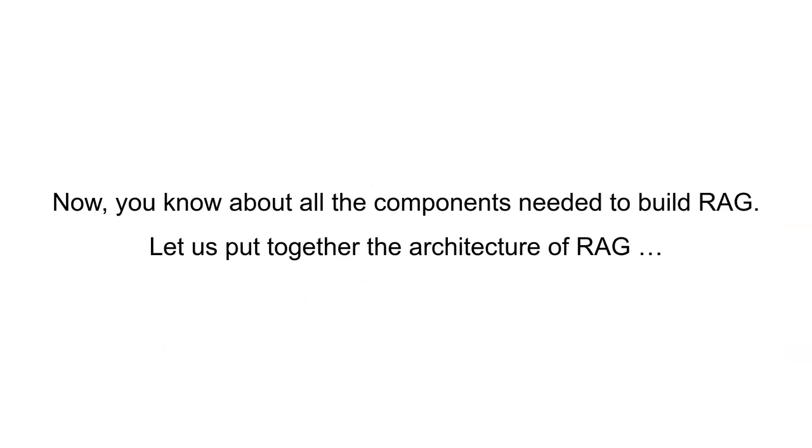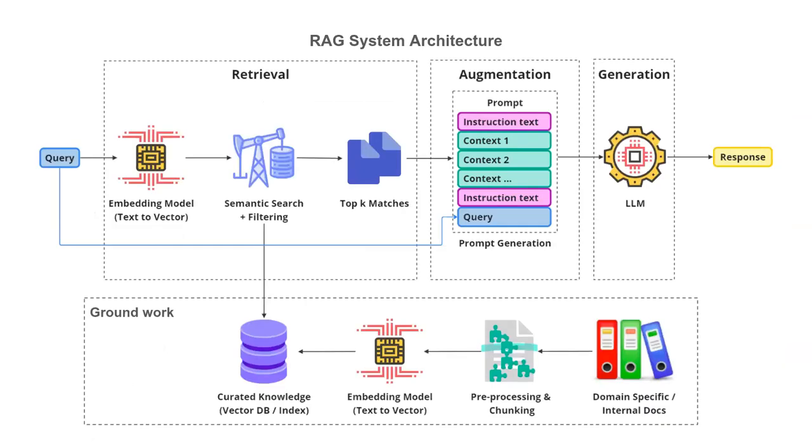So now you know all the components needed to build RAG. If you put everything together, you will see something like this. You have a groundwork where you have the domain-specific or internal docs. You do the necessary pre-processing and chunking, and you use the embedding model to store all the necessary data in the vector database. Here you have a retrieval function where your query also uses the embedding model. You do a semantic search and the necessary filtering, etc. You get the top k matches, and you augment the prompt in such a way that you say, using this context, answer the query, and you pass it to an LLM, and the LLM will give you a response.